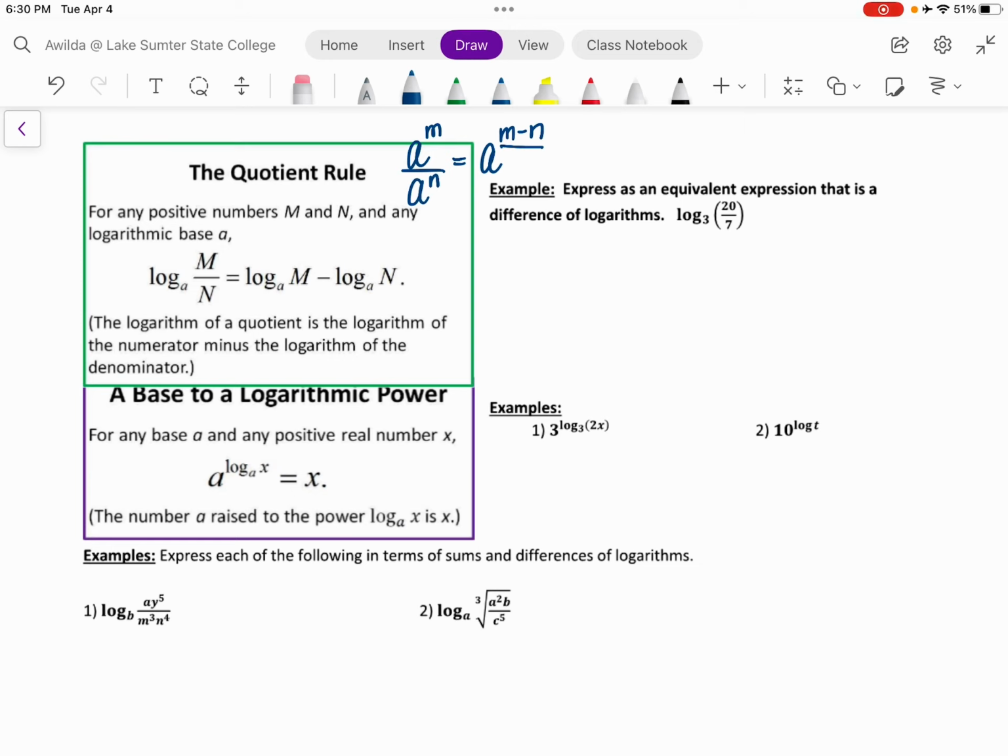Next, we'll look at a base to a logarithmic power. For any base a and any positive real number x, a raised to the power logarithm base a of x is equal to x.